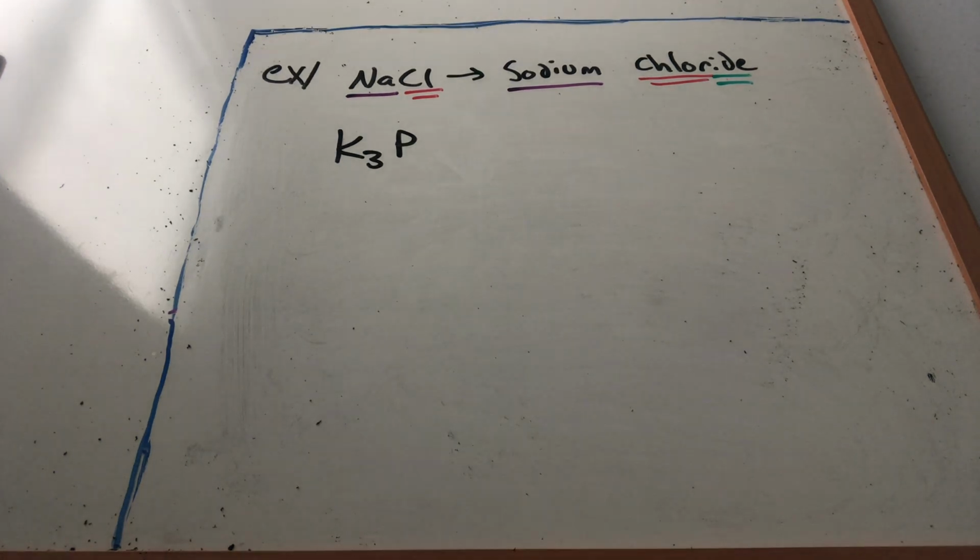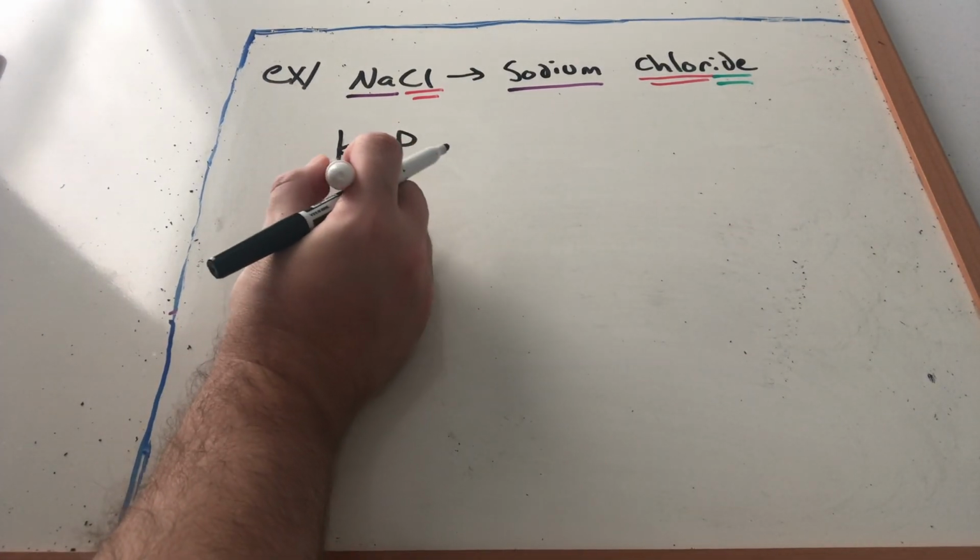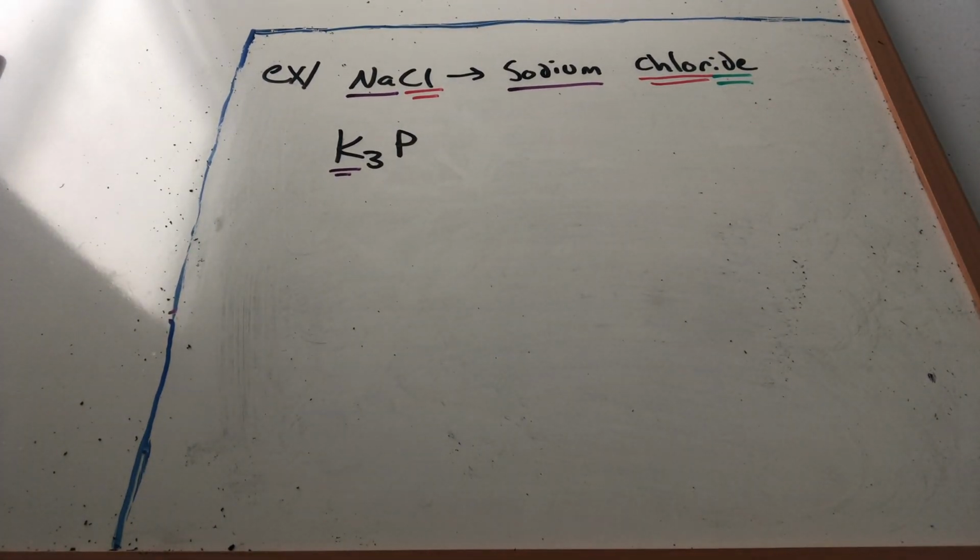Let's take a look at K3P, all right? So if I look at this, the first step is to identify, do I see a metal? K is potassium, and if you look at potassium, it is in group 1A. So it's a group 1A metal. Yep, a metal's present. So what kind of bond do I have? I have an ionic bond.